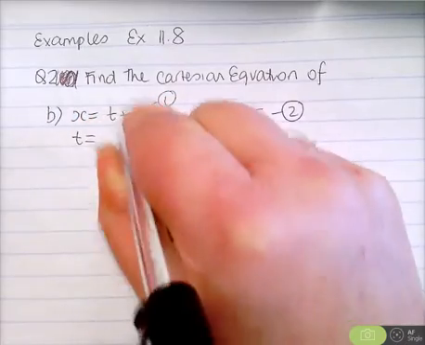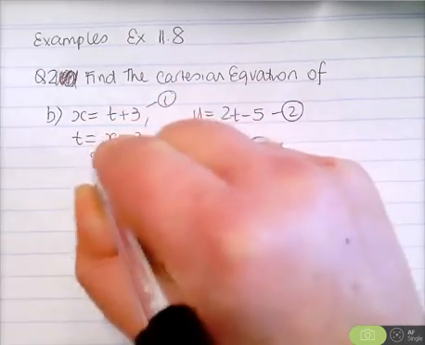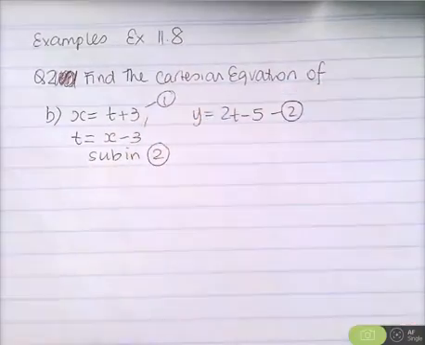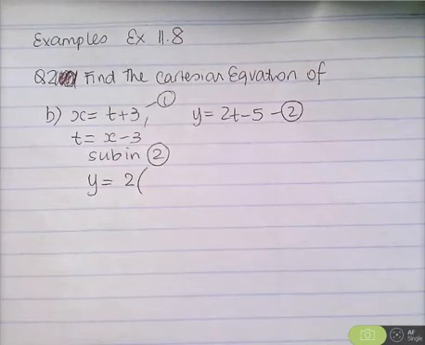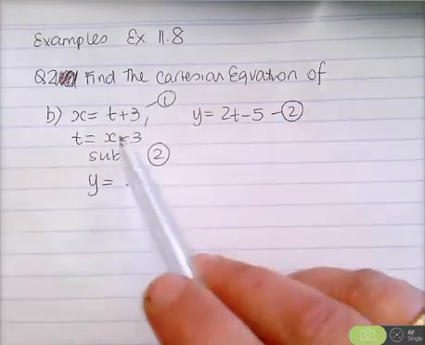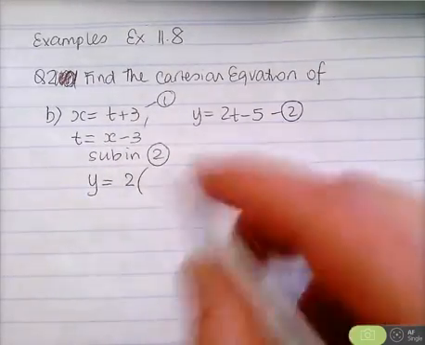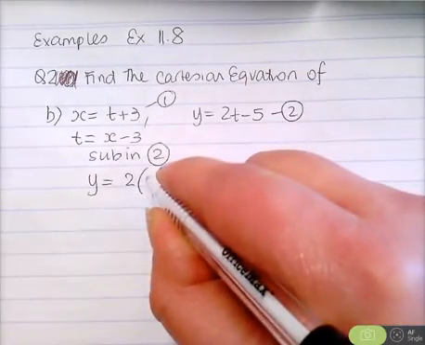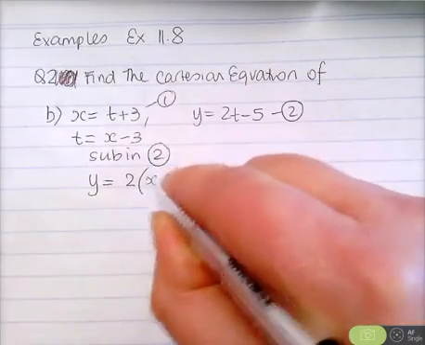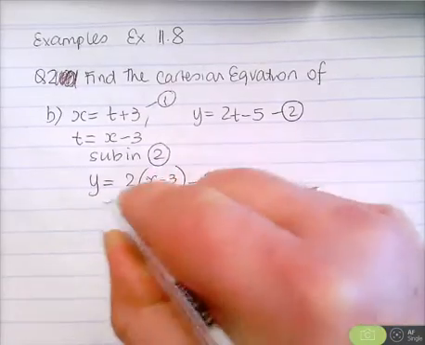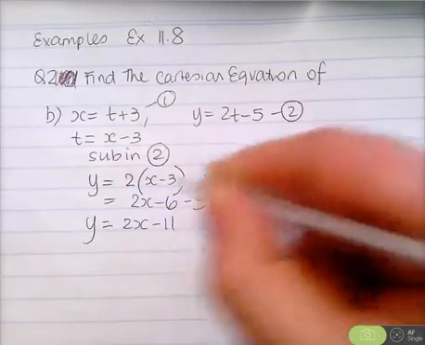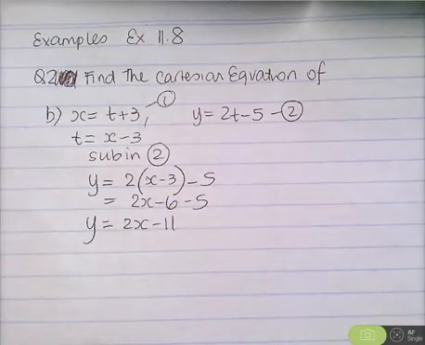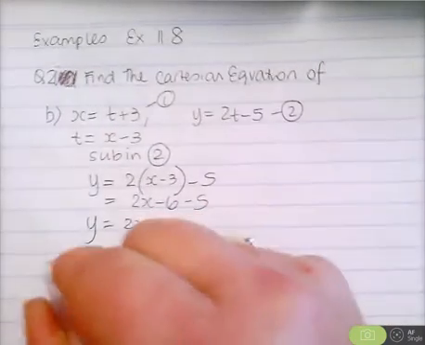So t is what? X minus 3. And just sub that in equation 2, and you get y is 2, bracket, here's the t. So I've rearranged the first equation to make t the subject, and then I'm substituting it into equation 2. So when I hit the t, I'll replace it with x minus 3. And I get 2x minus 6 minus 5. In other words, the Cartesian equation is y equals 2x minus 11. That one's easy. That's okay.